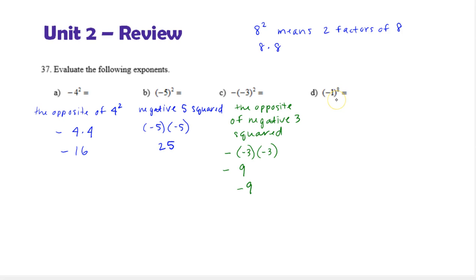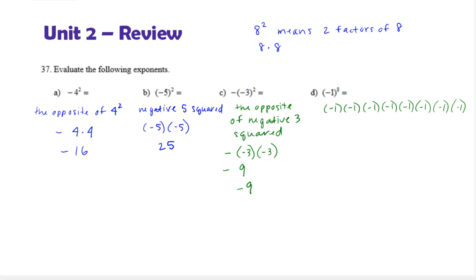And here we have 8 factors of negative 1. Okay, so the negative is in the parentheses, so that's the factor. 1, 2, 3, 4, 5, 6, 7, 8. Now we know when we multiply 1 by itself, it's 1. And the absolute value of all these negative 1s is 1. So what we need to determine is whether our result is positive or negative 1.